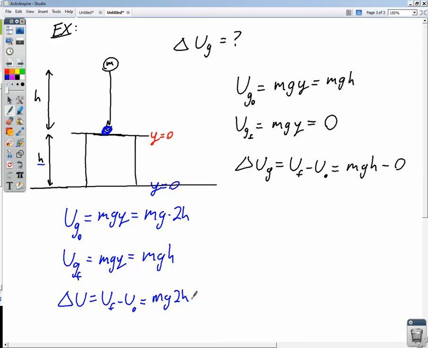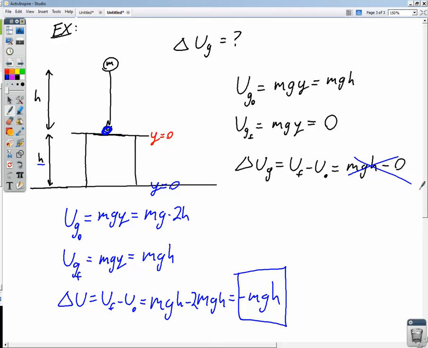I did not do, that's the initial. Let's cross that out, delete it. It's mgh minus 2mgh. And so we get negative mgh. We think, uh-oh, they didn't match. That's because I messed up here. This was not final minus initial that I did up here. I did initial minus final. Final was 0, initial was mgh, so we end up with a change in gravitational potential of negative mgh.